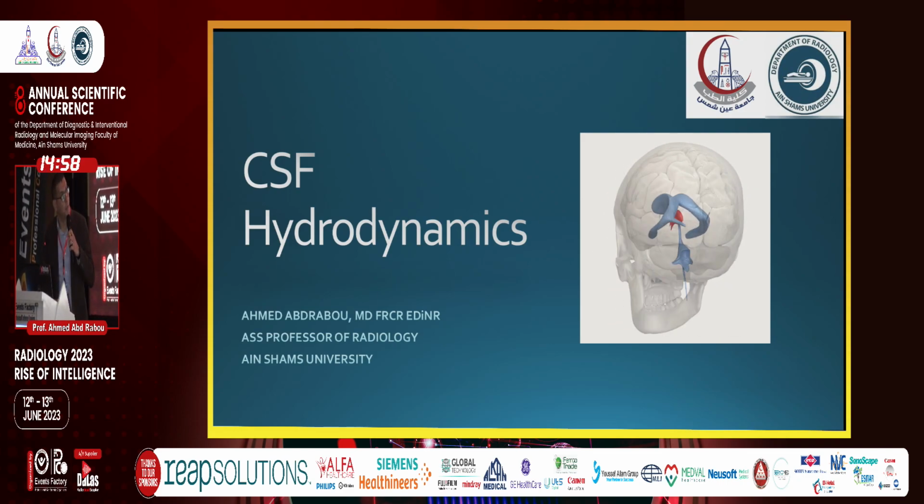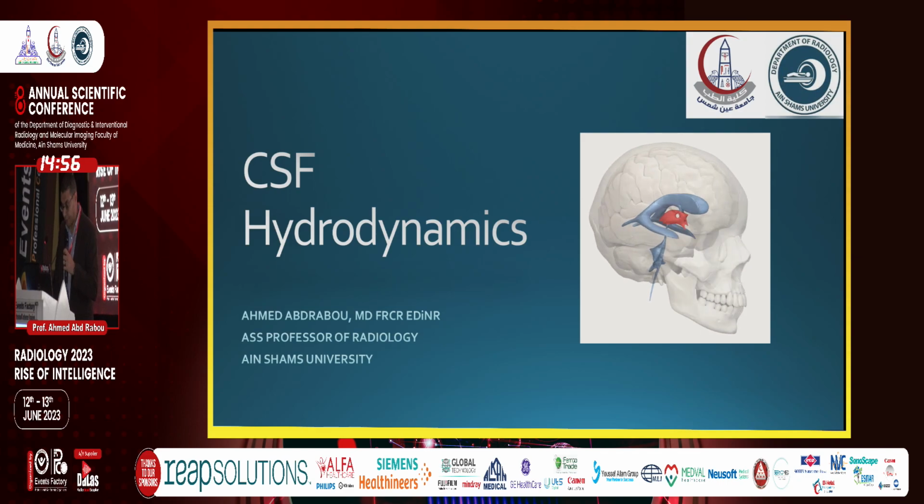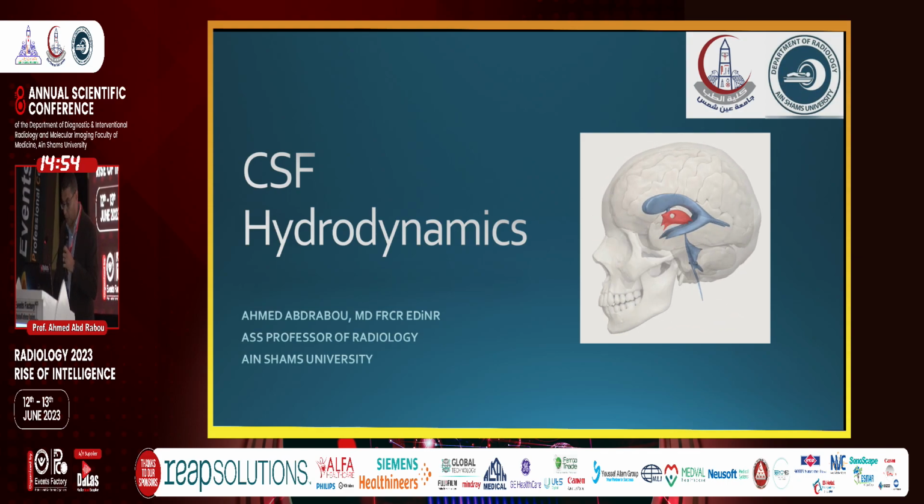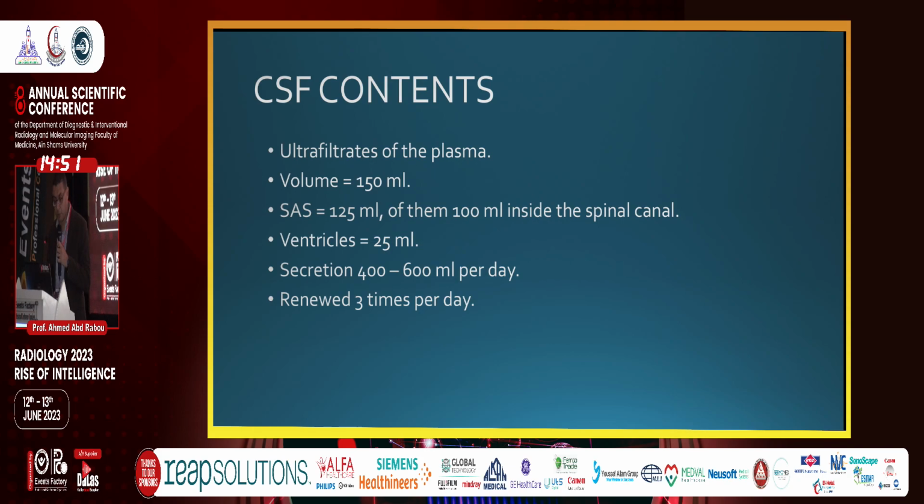I'd like to talk about CSF hydrodynamics. When we talk about CSF, we are talking about an ultrafiltrate of plasma which encircles the brain and the spinal cord. Its volume is about 150 milliliters. From them, about 125 milliliters are inside the subarachnoid space and only 25 milliliters inside the ventricles. Its secretion is about 400 to 600 milliliters per day, which means it's renewed 3 times per day.